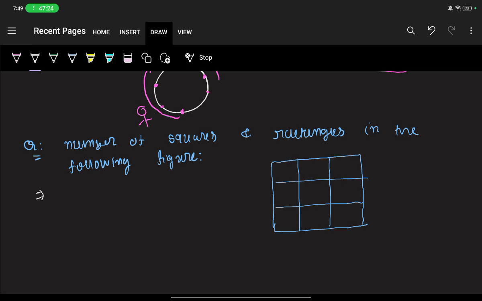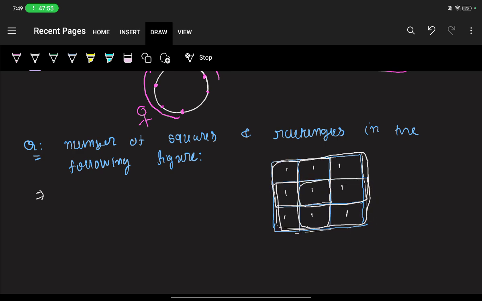So how many squares are there? 1, 2, 3, 4, 5, 6, 7, 8, 9. Then this big one, that is 10, right? Yes, sir. Then this one, 11, right? Then this one, 12. Then this, 13, and this one is 14, right?